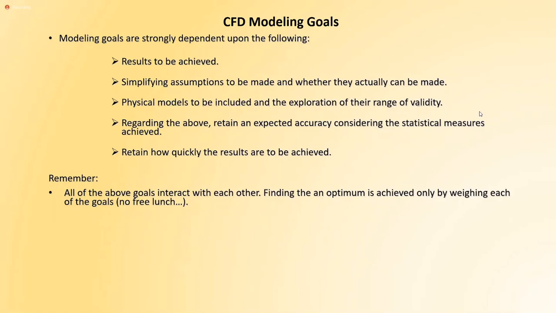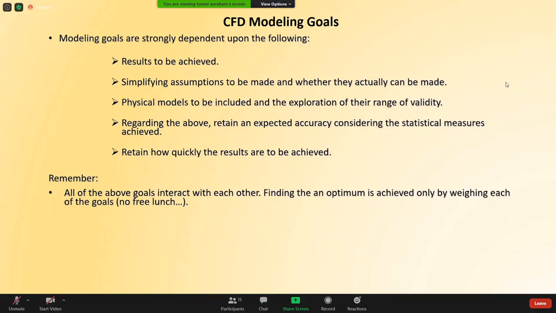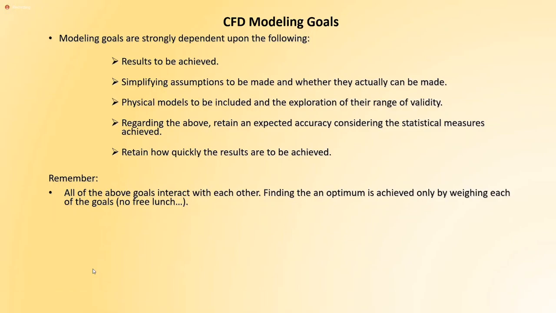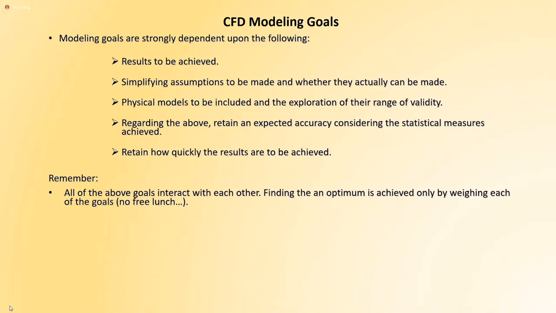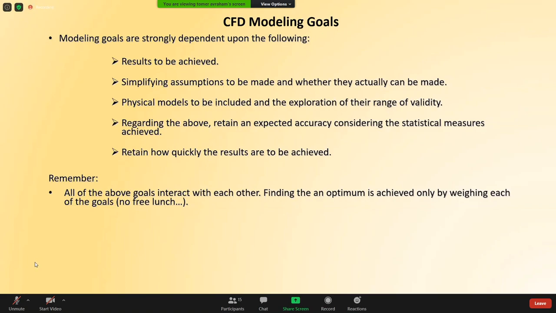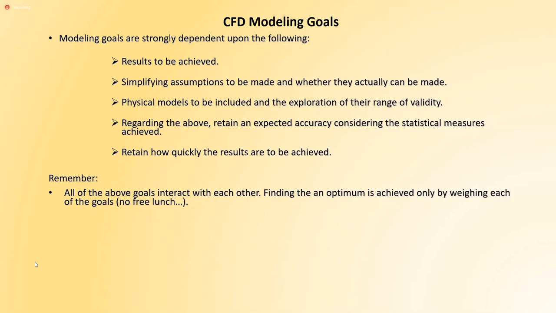Physical models to be included in the exploration of the range of validity. Okay, we have a range of validity. Can someone give an example of a range of validity? Just shoot one example where you know you're out of your range of validity. An example is trying to get a high resolution flow with Reynolds-averaged Navier-Stokes equations. That could be out of your range of validity.